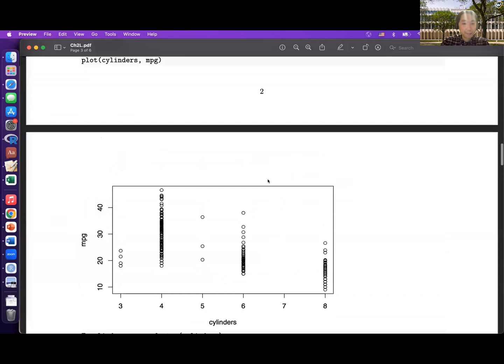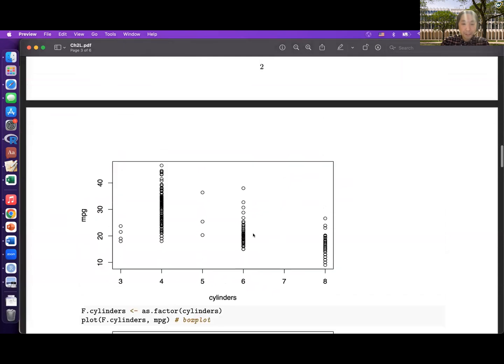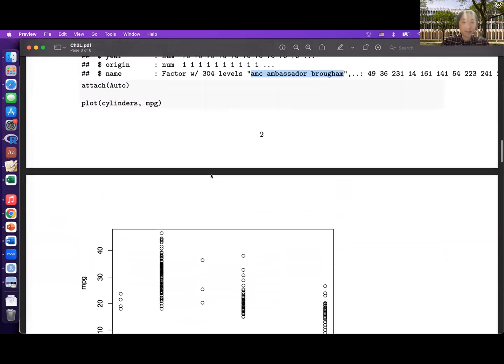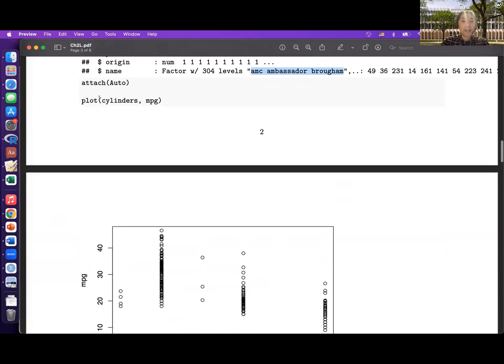I don't really know these cars. And we can make a box plot. We can make a scatter plot first. So this is the plot for the number of cylinders and the miles per gallon. So the number of cylinders is an integer.